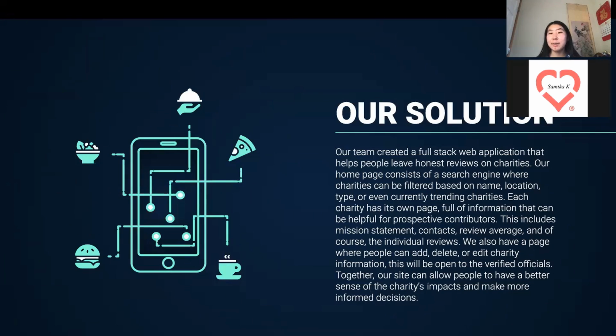Our homepage consists of a search engine where charities can be filtered based on name, location, type, or even currently trending charities. Each charity has its own page full of information that can be helpful for prospective contributors. This includes mission statement, contacts, review average, and of course, the individual reviews. We also have a page where people can add, delete, or edit charity information. This will be open to verified officials. Together, our site can allow people to have a better sense of the charity's impacts and make more informed decisions.